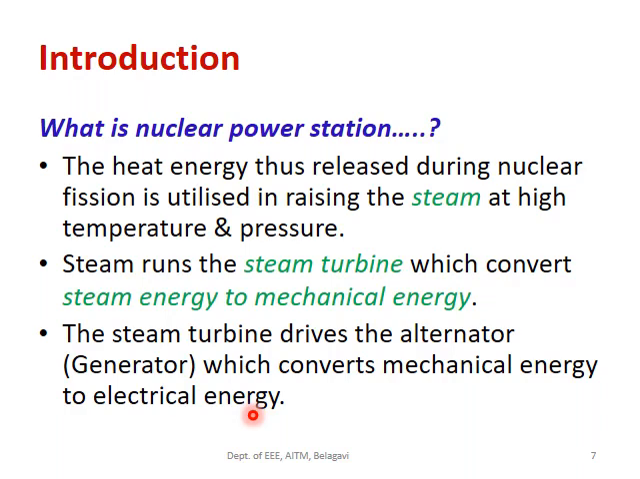We utilize that high amount of energy to produce steam with the help of the boilers. Once we produce the steam, in turn we drive the steam turbines, which convert steam energy to mechanical energy. As we know, the steam turbine is coupled to the alternator, which converts the mechanical energy to what? Electrical energy. So in this way your entire nuclear power station works.